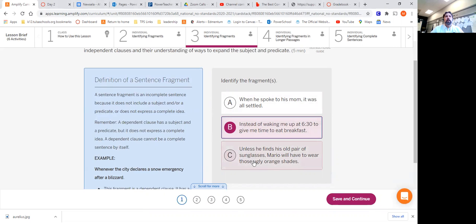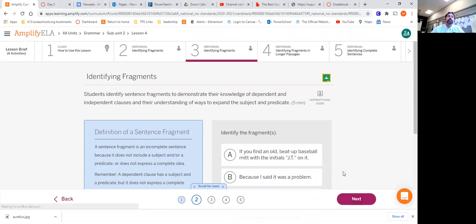"Unless he finds his old pair of sunglasses," that is a dependent clause. Here we have an independent one. "Mario will have to wear those ugly orange shades." That's a complete sentence, and this ties to it. So B is your correct answer on that one.